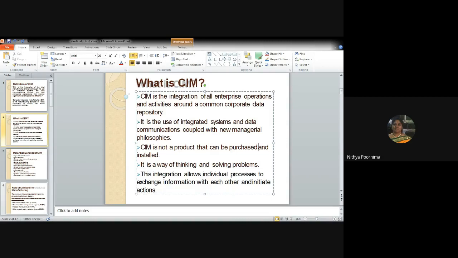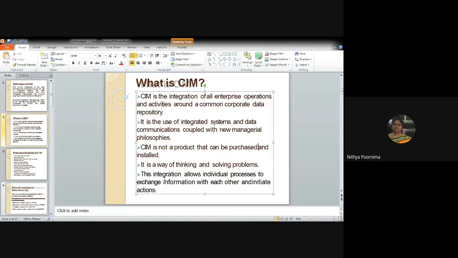Not only that, if you look at marketing, you should know the different marketing strategies. Then if you look at the initial purchase side, you should know the different vendor agreements, vendor strategy, supply chain strategy, all that you should know. If he has knowledge of all this, then only he can operate efficiently. Is it clear? CIM is basically a way of thinking and solving problems.